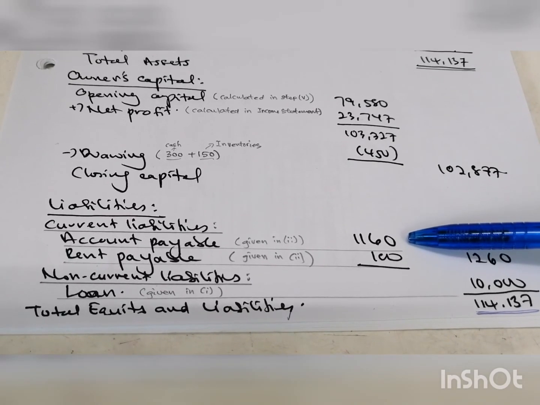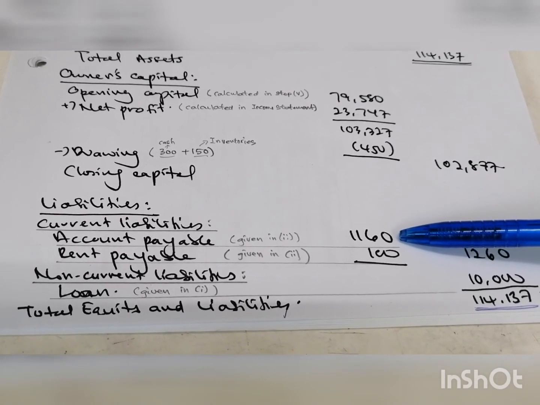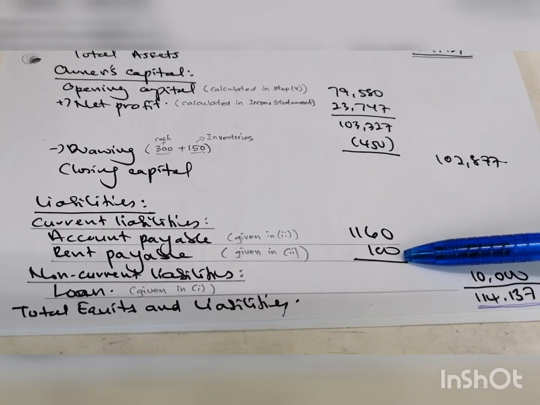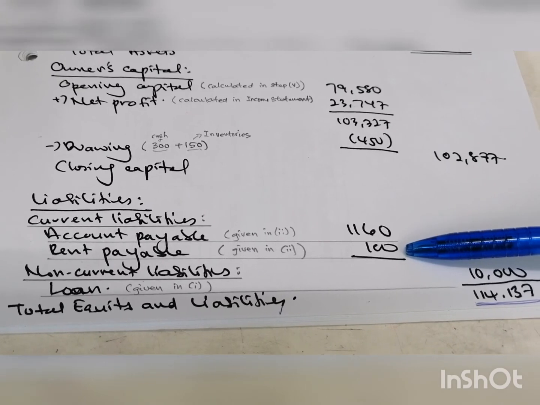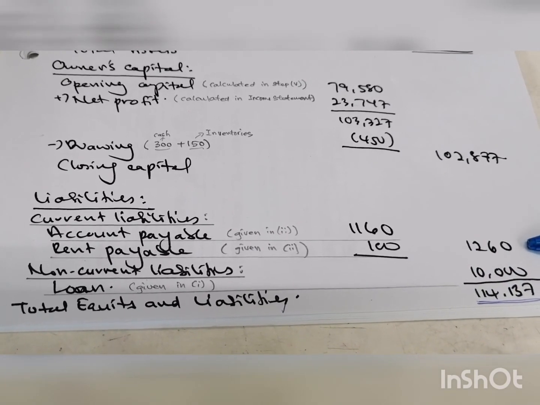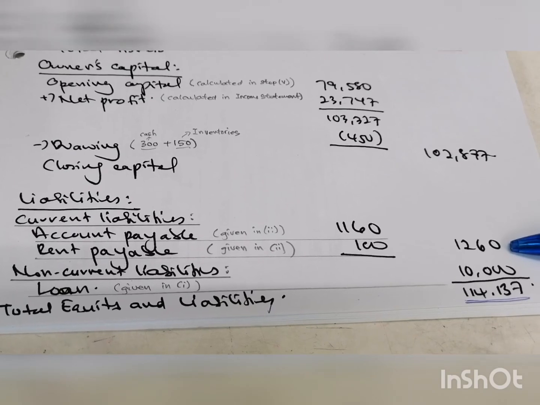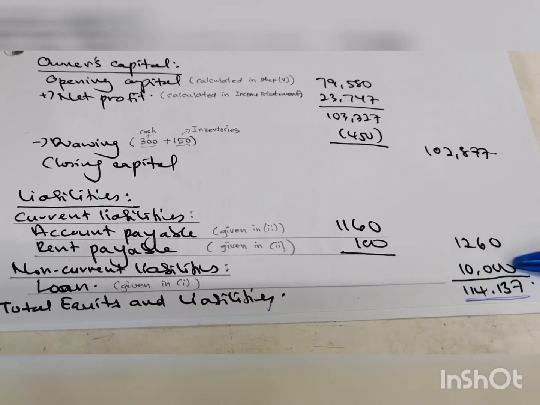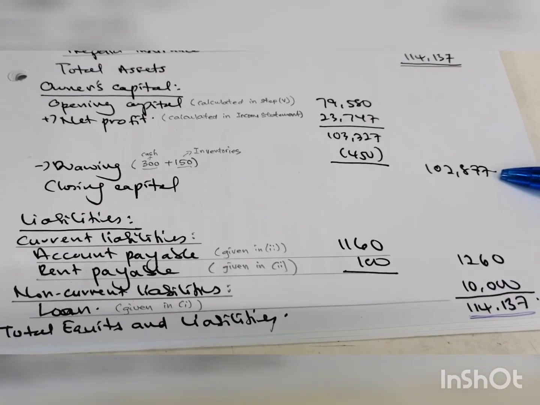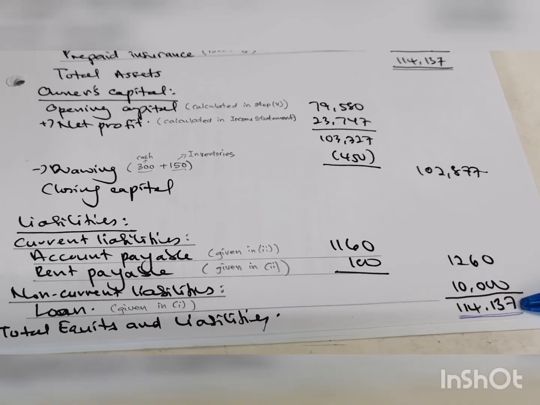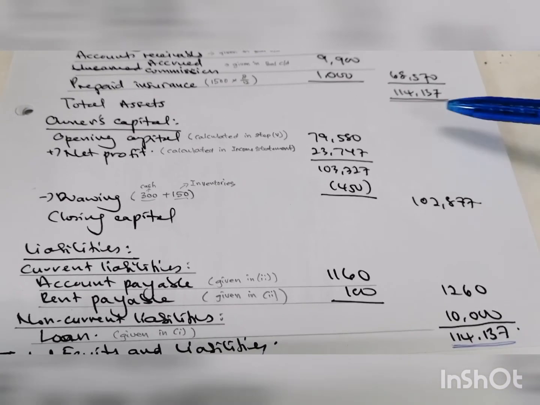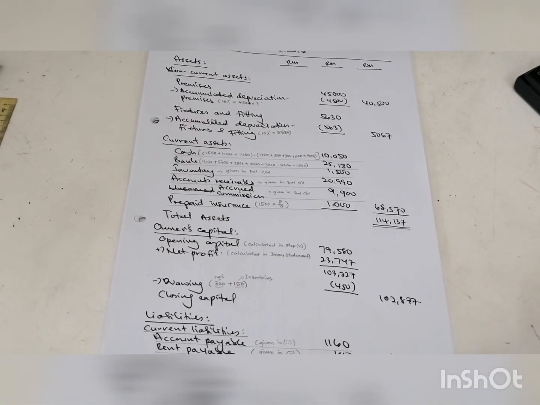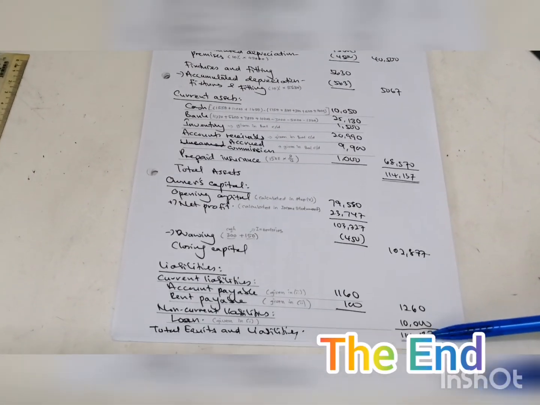Now look at the liabilities. For the current liabilities, we have accounts payable as given, 1,160, and rent payable as given, 100. So we get our current liabilities of 1,260. For non-current liabilities, we have a bank loan given as 10,000, and we add all this up, we get 114,137. So the amount here is the same. So this is the way to do your financial position.